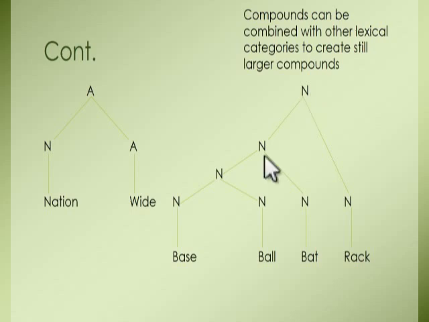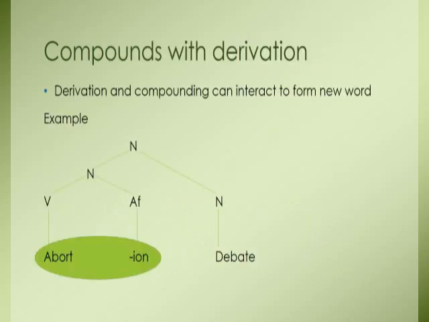Okay, in the construction of compounds, it is possible to find the other process combining with the compounds. Yeah, in compounds it is possible to find derivation. So you still remember about derivation? Derivation is the adding of the other element, yeah, the other bound element.